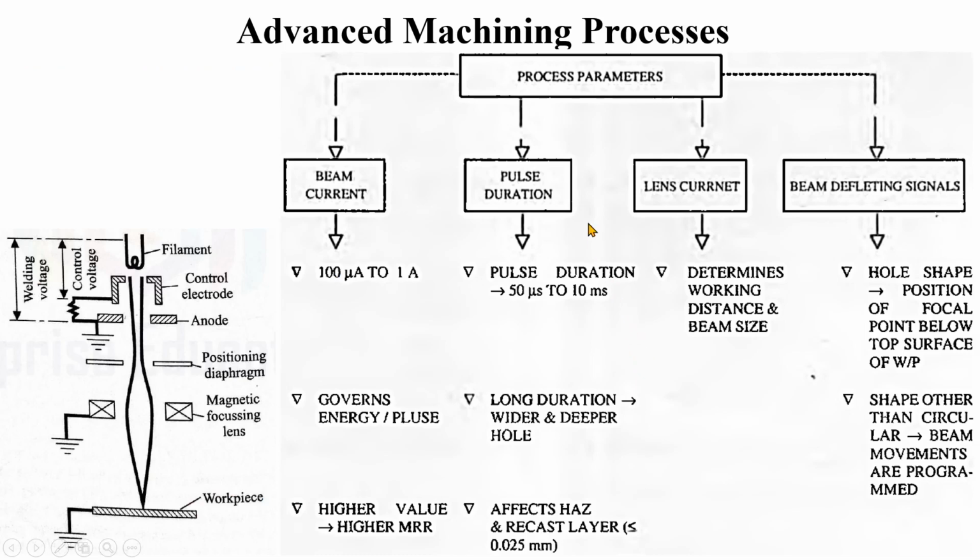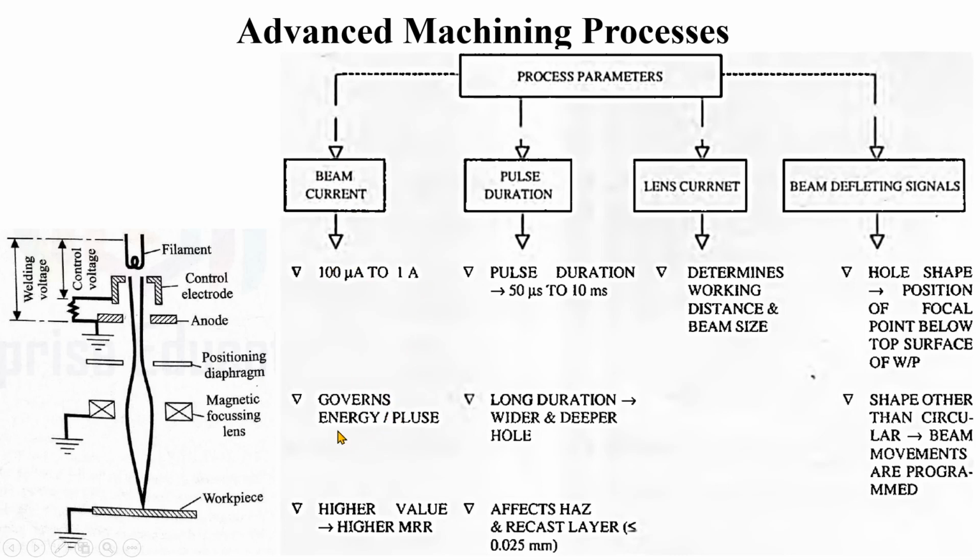And now we will see about some of the process parameters. The first one is the beam current. We know that the electron beam gun generates the beam in pulses, so for each pulse, we can give a different current. This beam current will be varied between 100 microampere to 1 ampere.